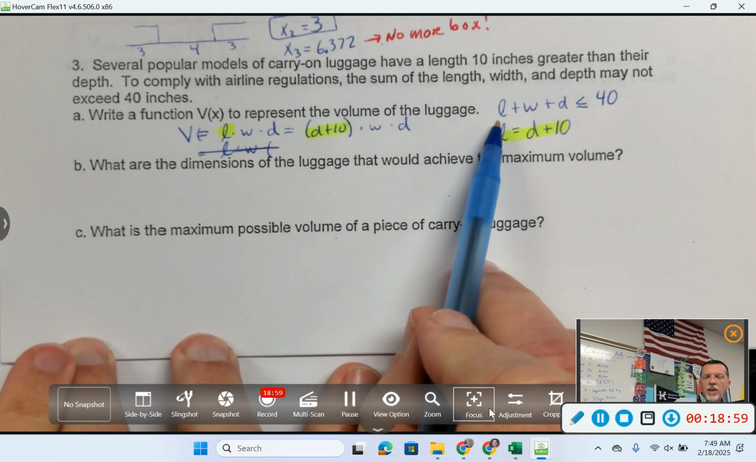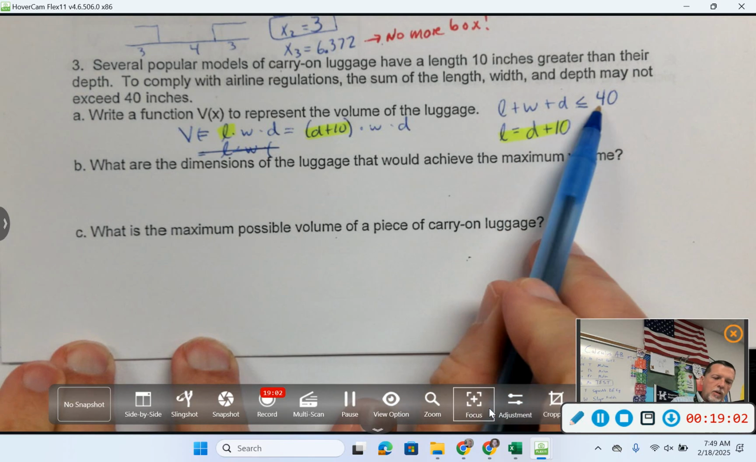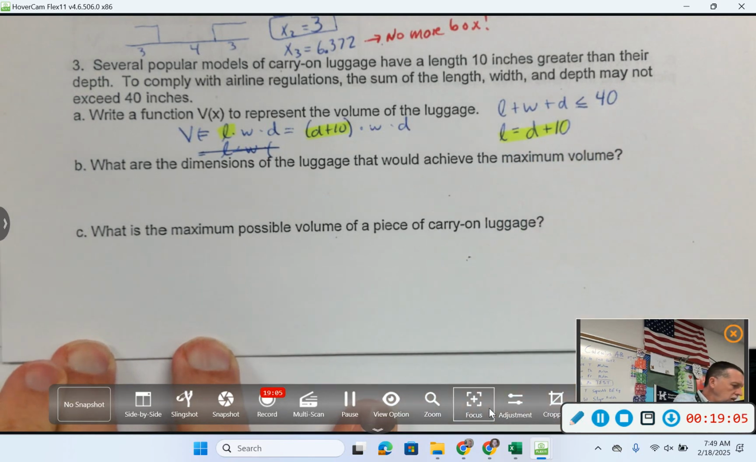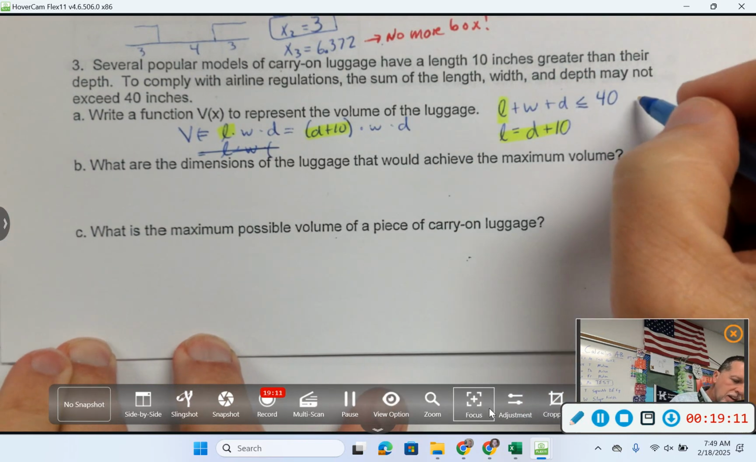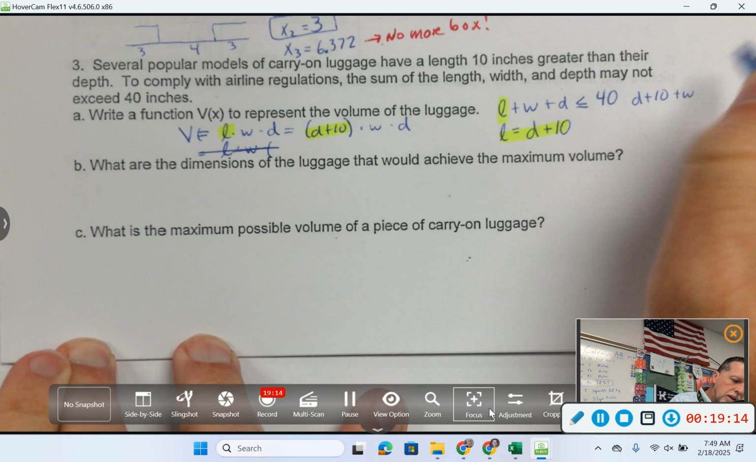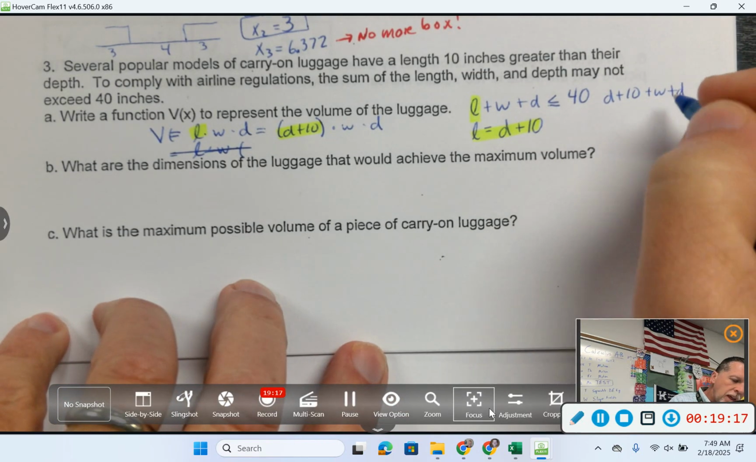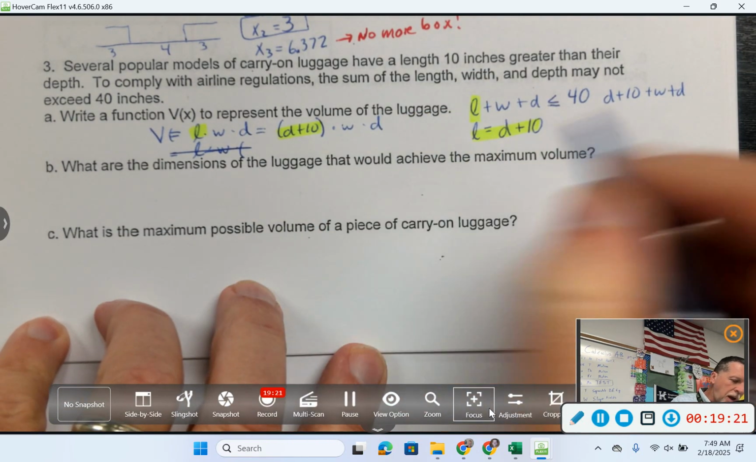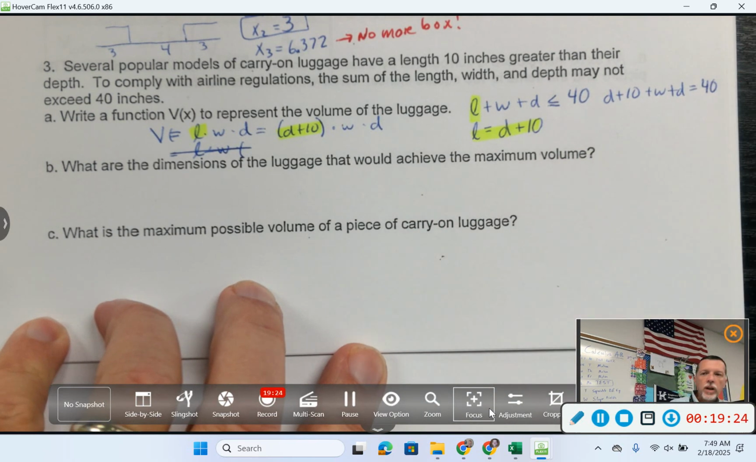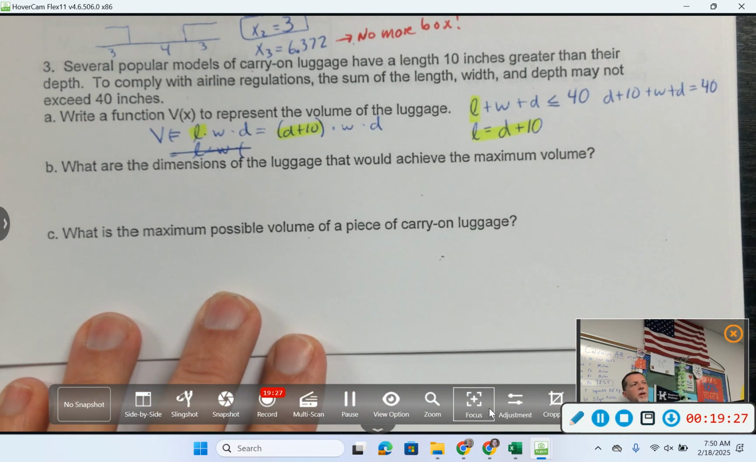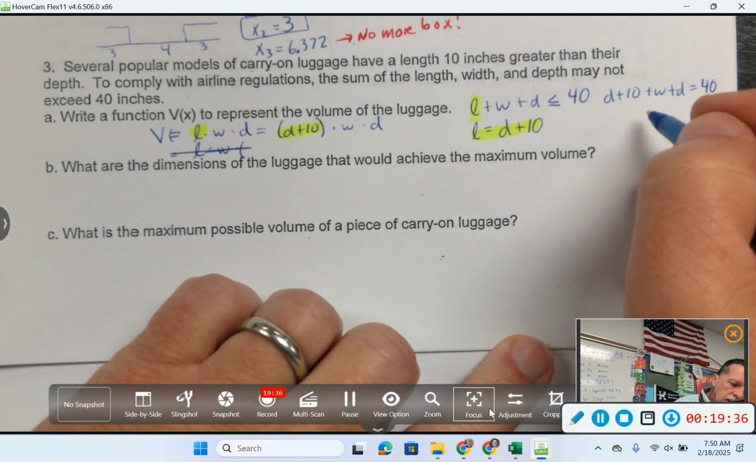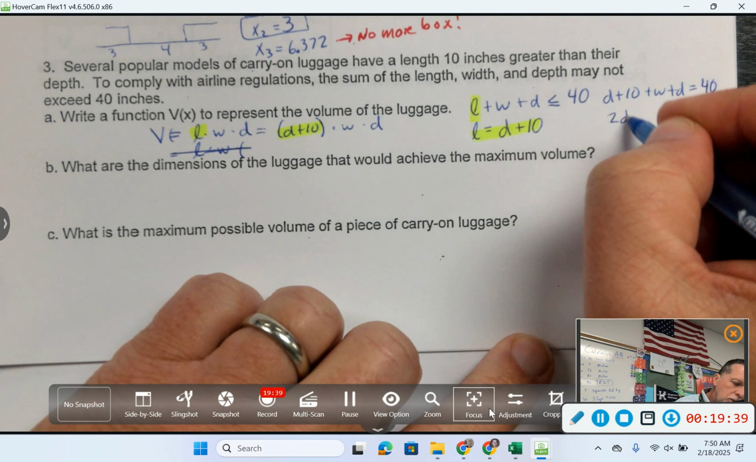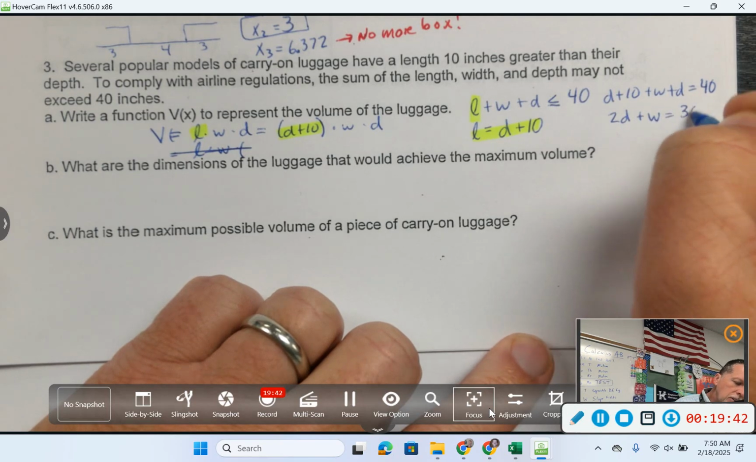But we could also use that same substitution on this 40-inch equation up here. So I could replace L with D plus 10. So D plus 10 plus W plus D. And if we really want to maximize, which I assume we're about to do, then I'm just going to set it equal to 40. Right, because I want my dimensions to be as big as possible to maximize. Anything less than that will fit, but I want as big a volume as possible. So now let's clean this equation up. 2D plus W equals 30.